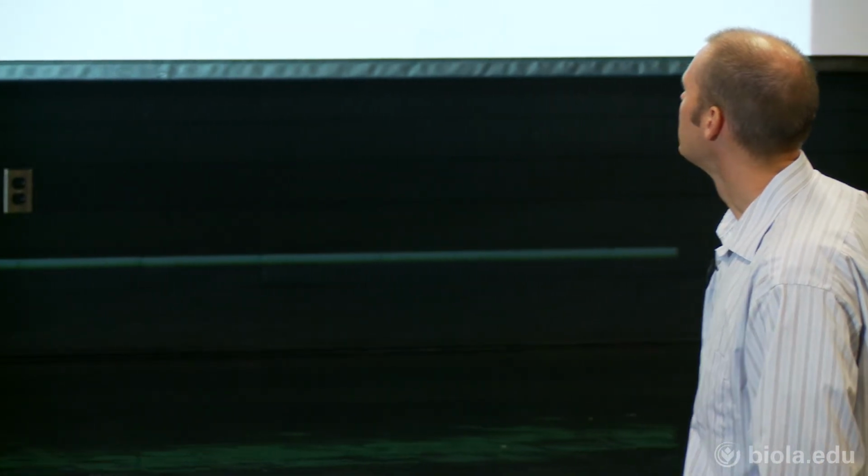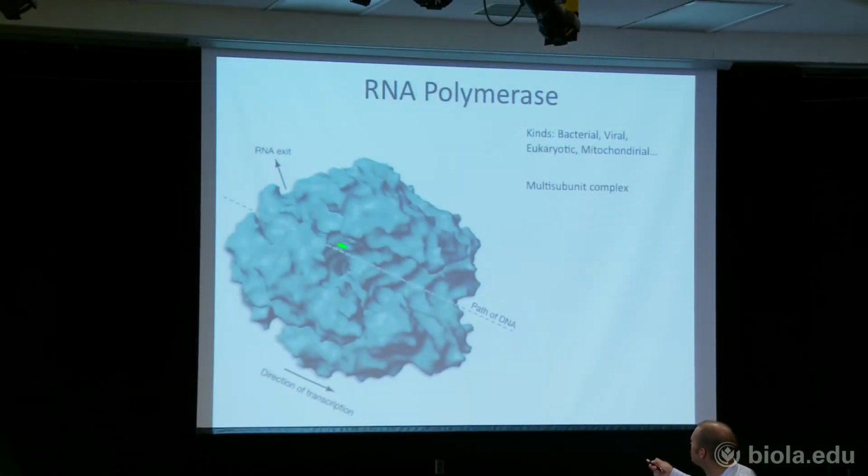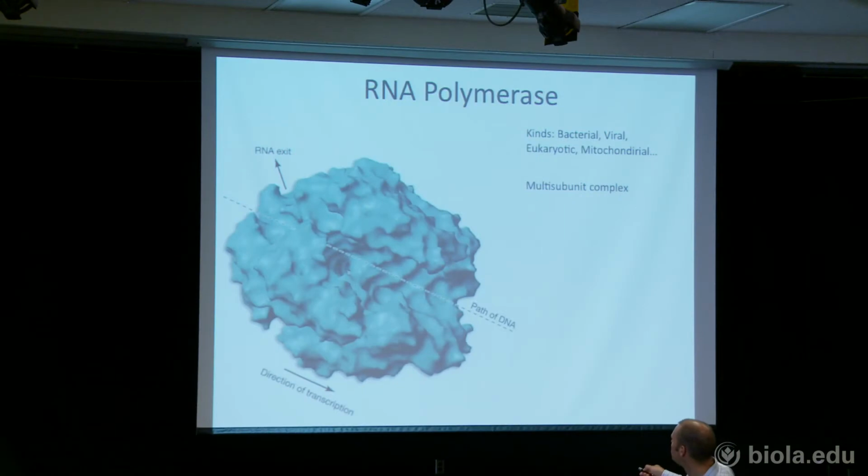RNA polymerase is a big multi-subunit complex. And this is a space-filling crystal structure of it. This is where it actually grabs DNA. So RNA polymerase is going to sit down on double-stranded DNA, and it's going to hold the DNA in this channel that it's got.